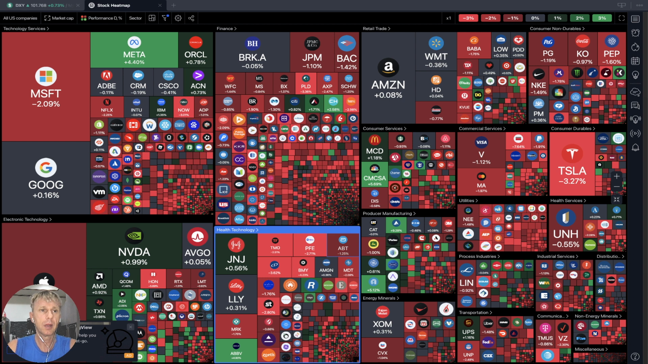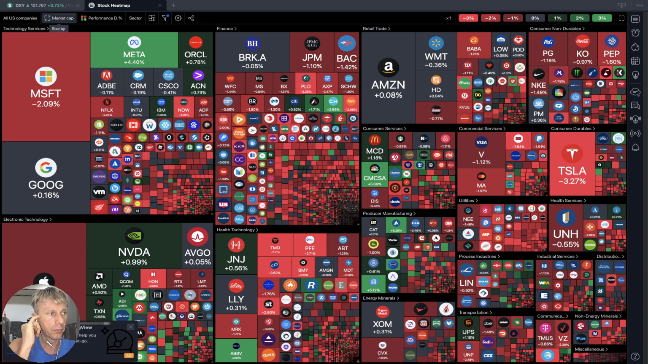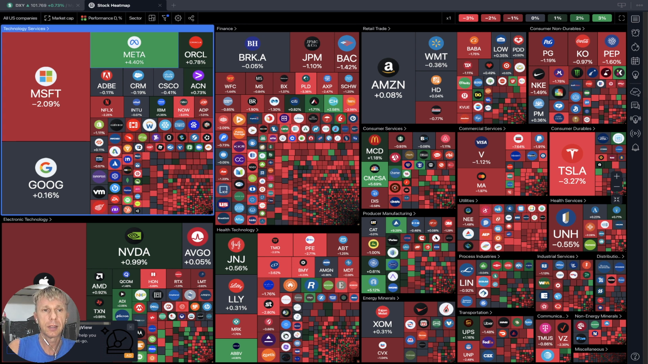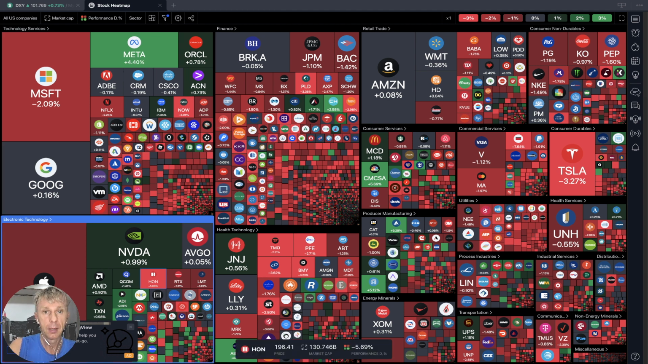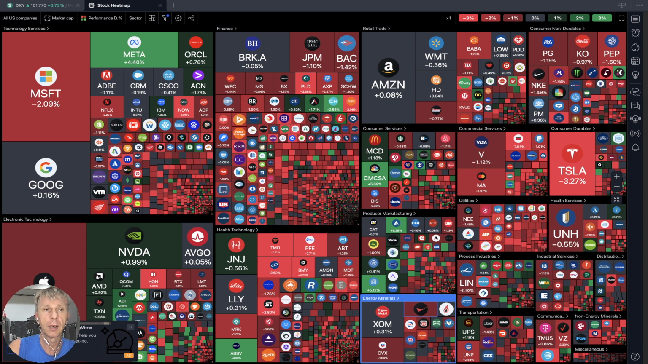Stock market heat map, all USA companies based on market cap and daily performance. Looks like everything is red, except Meta. Meta is still positive after earnings, plus 4.5%, Nvidia plus 1%. Everything else is kind of red. Tesla minus 3.25%.